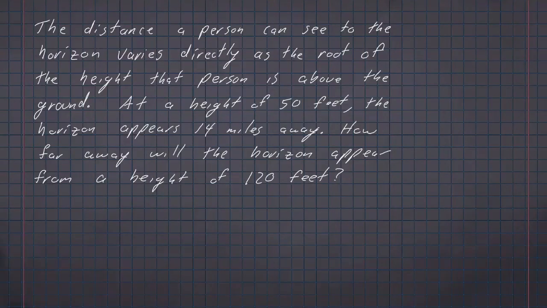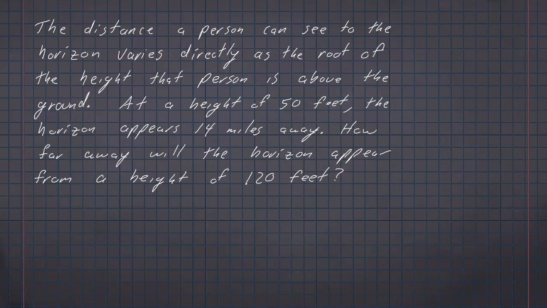Putting the variation problem into context, the distance a person can see to the horizon varies directly as the root of the height that person is above the ground. At a height of 50 feet, the horizon appears 14 miles away. How far away will the horizon appear from a height of 120 feet?